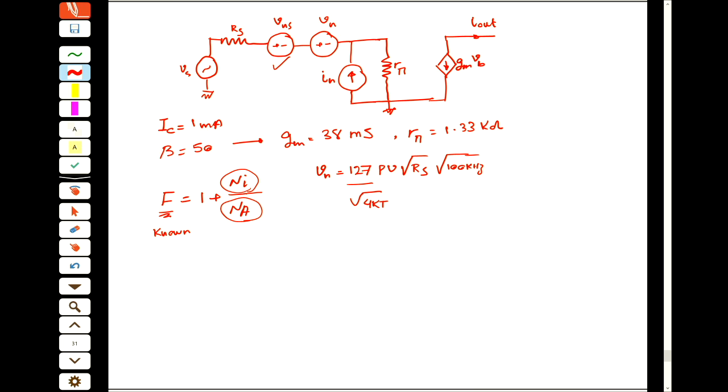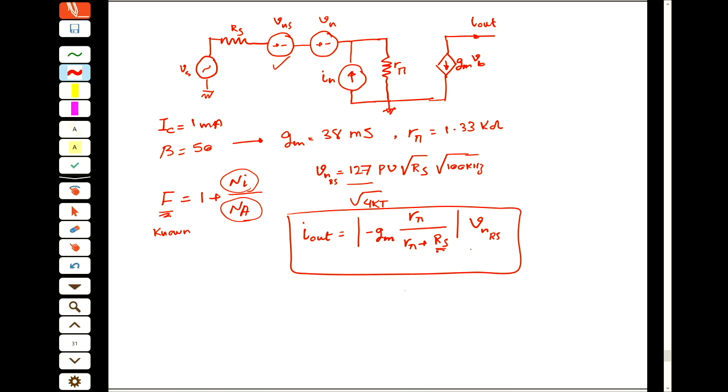So this noise, if it goes to the output, I can say based on this small signal model that I out equals minus gm r pi divided by r pi plus rs, times the VN of RS. So this is the noise which comes from your source.